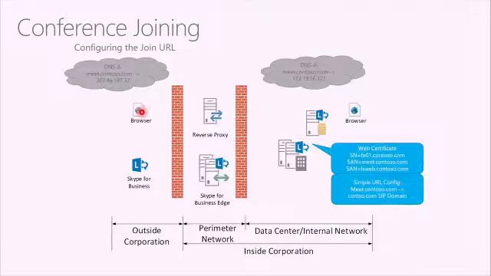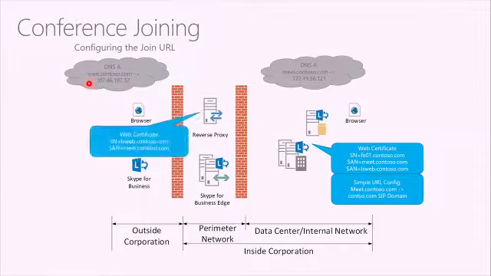Contrast that with somebody that's outside the network. Same process. I'm going to meet.contoso.com. But of course, in this case, it resolves to a public IP. Well, that public IP is going to land here on my reverse proxy, right? And the reverse proxy is going to create an SSL bridge from the user's browser to the reverse proxy, and then from the reverse proxy into the web services on the corresponding front-end pool.